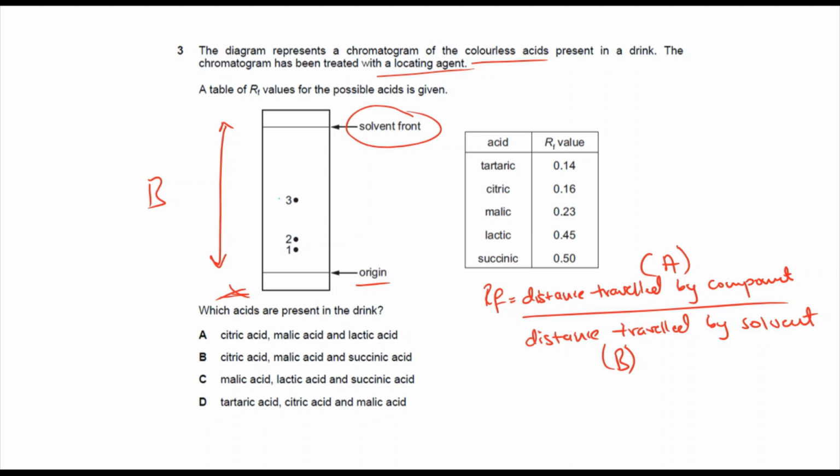Well, for example, if I want to calculate the RF value of the spot 3, then A will be this. So what you will do is you will use a ruler, calculate A, calculate B, put it over in this formula and find the RF value for 3. And then you will compare it with these table values, and whichever one is closest to your value, that means this compound is present, or perhaps the acid is present in the drink, and the answer will turn out to be B. Let's move on.